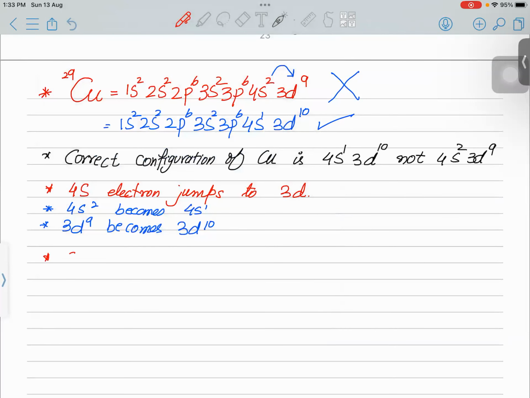And the statement is that a completely filled d orbital is more stable. Are you getting my point or not? Yes, sir.